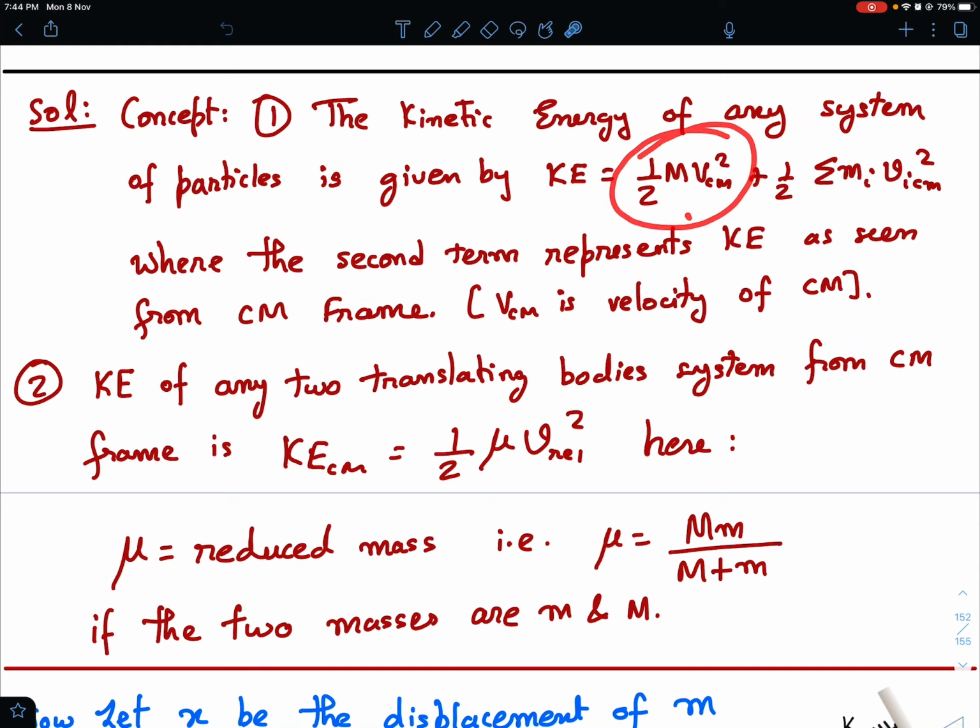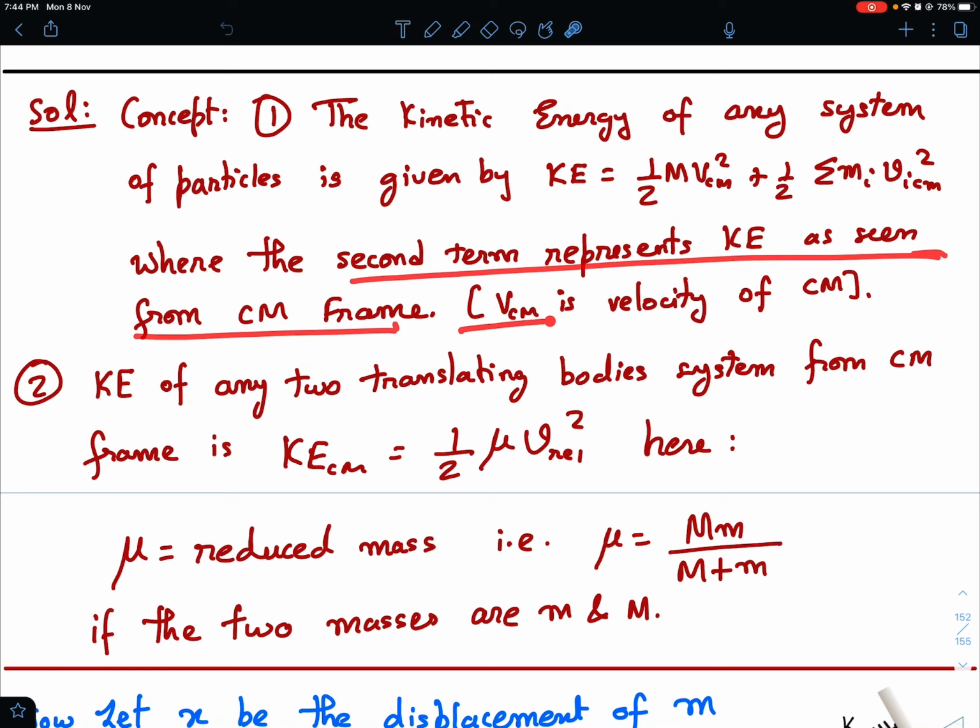So this is the first term, and the second term is (1/2) Σ m_i V_iCM². Here m_i is the mass of the ith particle in the system and V_iCM is the velocity of the ith particle as seen from the system. Simply said, kinetic energy is the kinetic energy of center of mass plus kinetic energy as seen from center of mass. So the second term represents the KE as seen from the CM frame, and V_CM here is the velocity of center of mass, and capital M is the mass of the entire system.